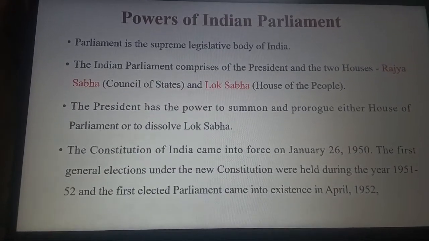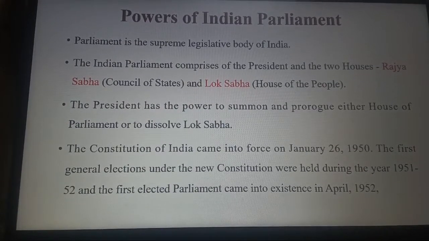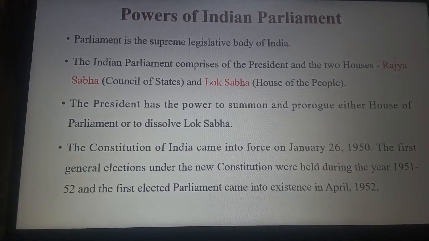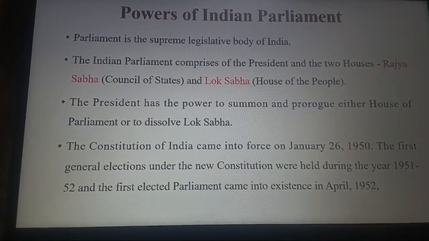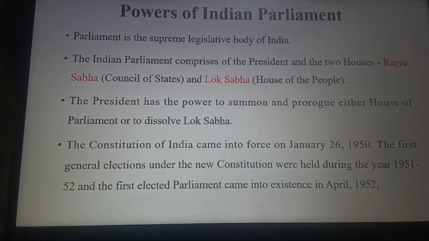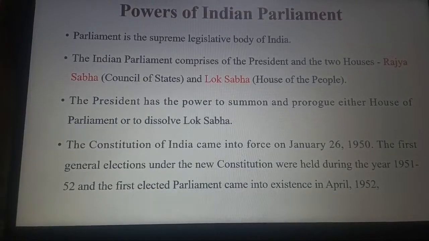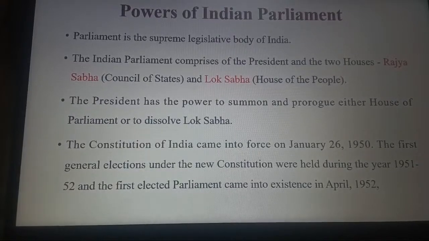Powers of Indian Parliament. Parliament is the supreme legislative body of India. The Indian Parliament comprises the President and the two houses, Rajya Sabha, Council of States, and Lok Sabha, House of the People. The President has the power to summon and prorogue either House of Parliament or to dissolve Lok Sabha.